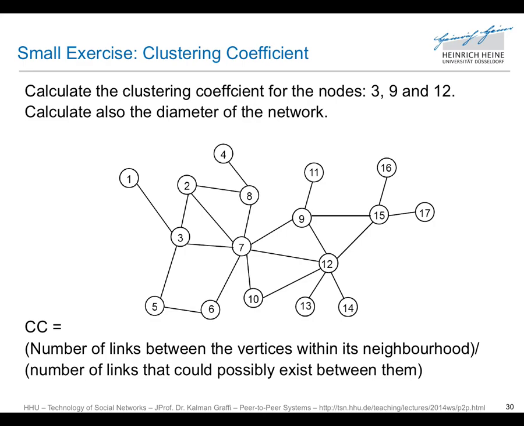So, any suggestions for node 3? One? So, node 3, no. So, it's not one. One is rarely the answer. So, in any test, it will rarely be 1. So, what do we have? What is the clustering coefficient? It's written there: the number of links between the vertices of the nodes within the neighborhood of node 3.